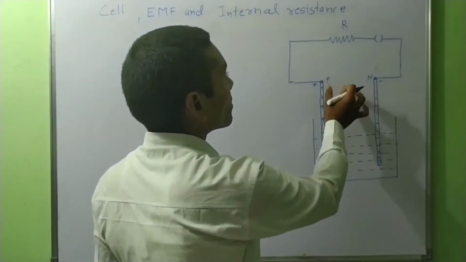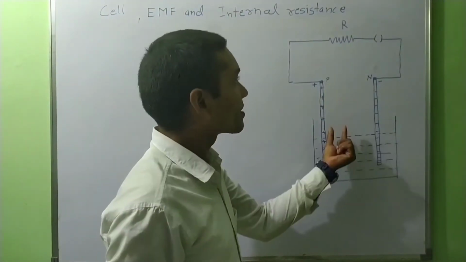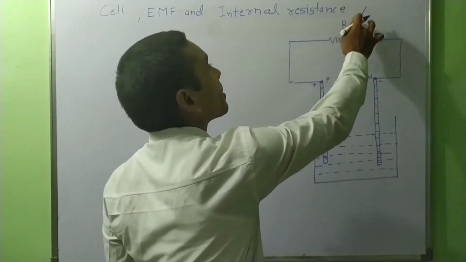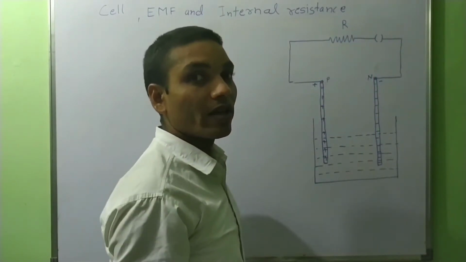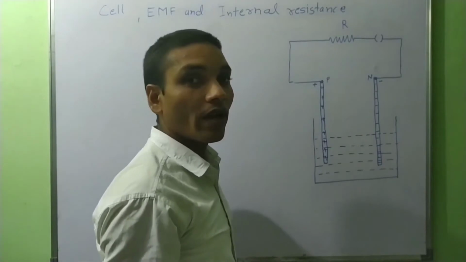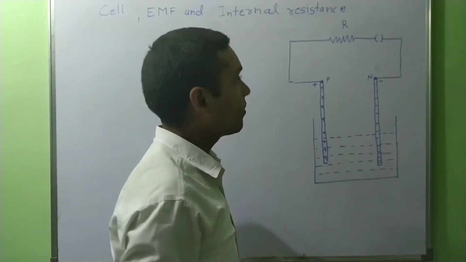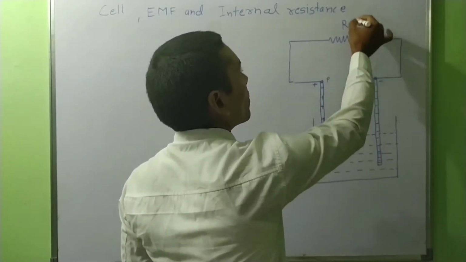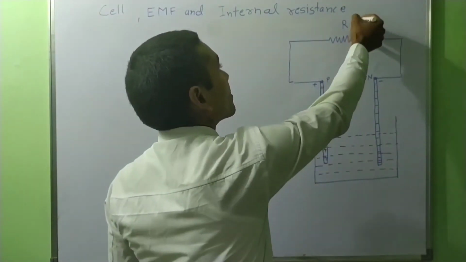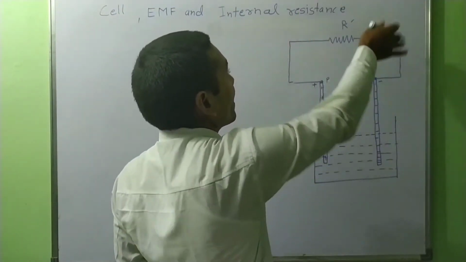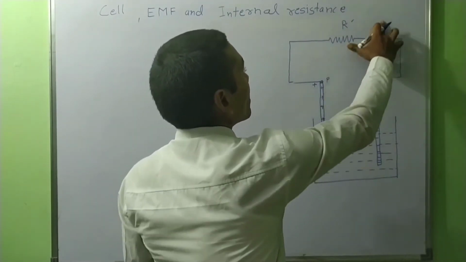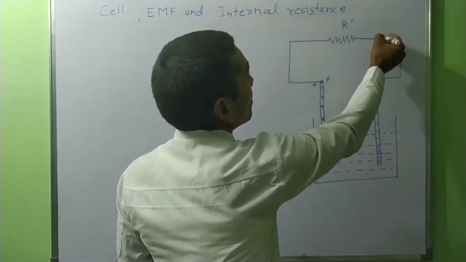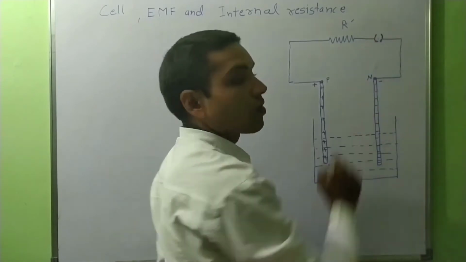Now between the two terminals of the cell, a resistor is connected. This resistor may be a bulb or calculator or torch, or any electrical device. Okay, now if this is the key and the resistance of any electrical device, or this resistor, is capital R, this is called the external circuit. Okay, when this circuit is open, it means the key is not there.